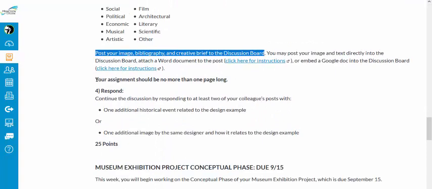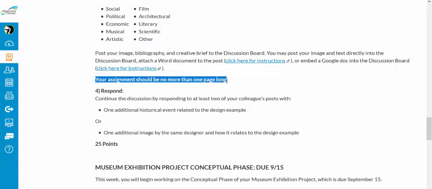And then you're going to respond to at least 2 of your colleagues' posts with either 1 additional historical event related to the design example or 1 additional image by the same designer. And this assignment is worth 25 points.